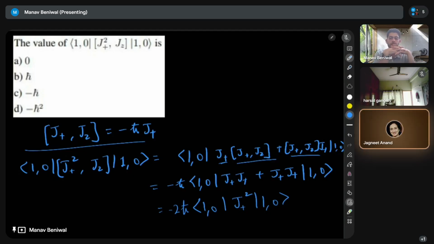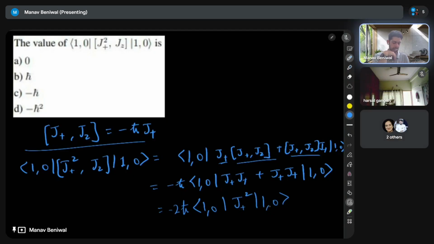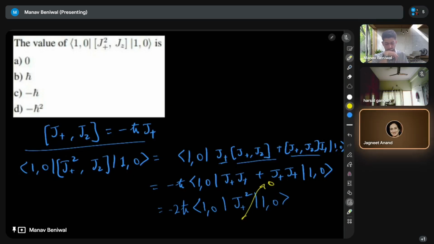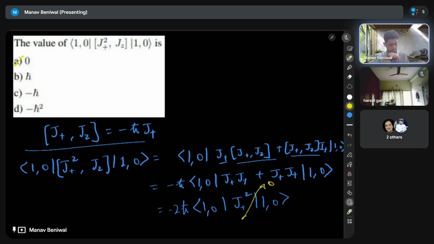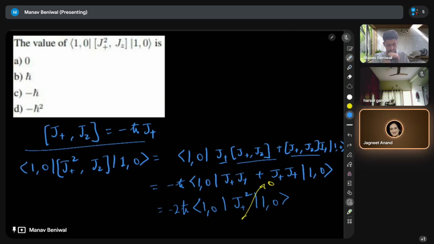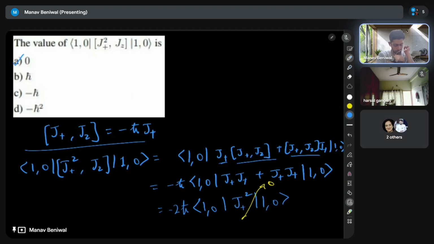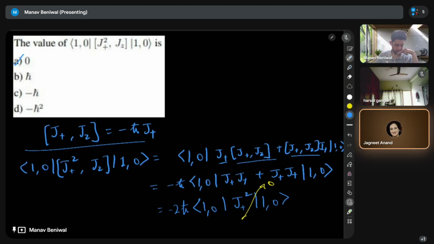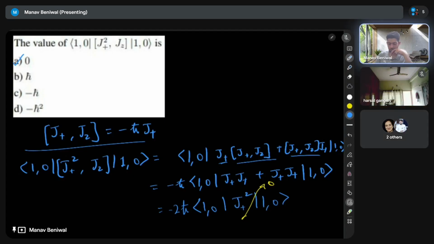It should give 0. Yes, we'll get 0, because this state will be raised 2 times, and because of orthogonality this term goes to 0. So this entire term, in fact, goes to 0. After the first J plus, the second J plus operating on the state will also give 0, because m cannot exceed j. That is also true.